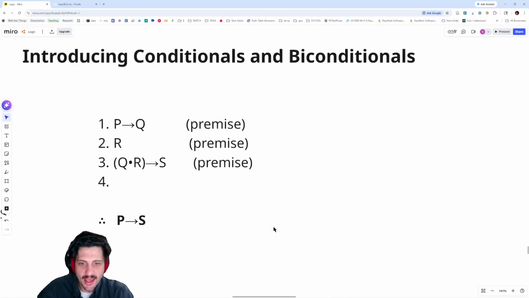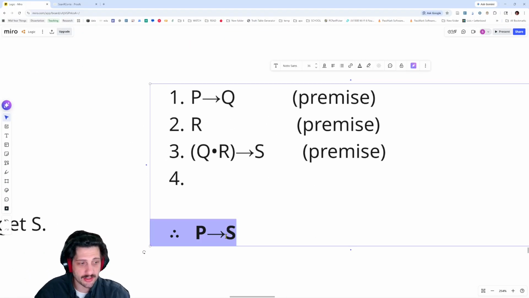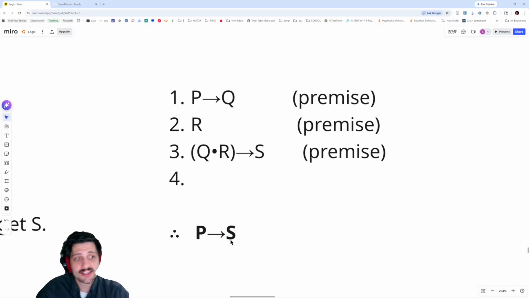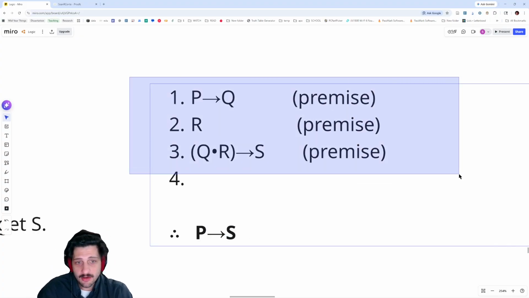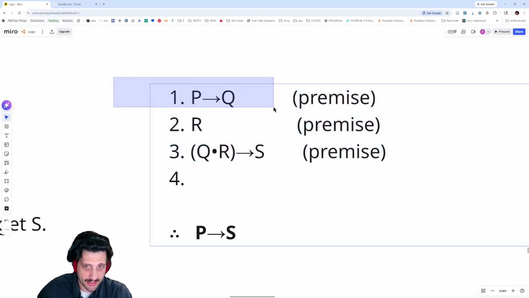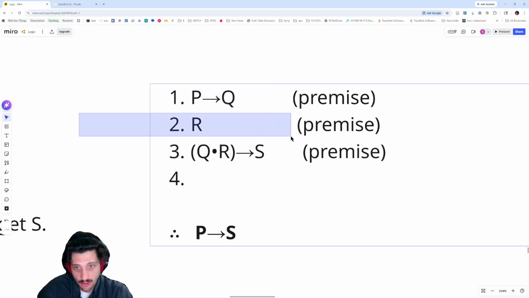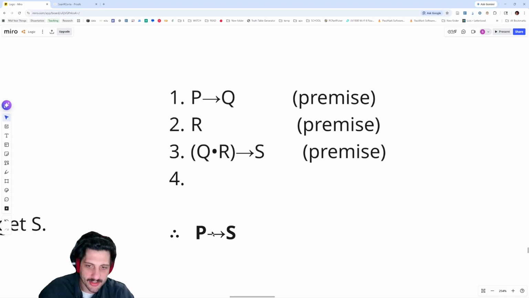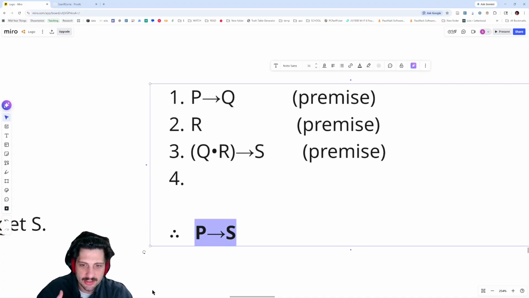But suppose instead that you wanted to prove that a conditional was true, right? Suppose you wanted to prove, like in this case, that P really does lead to S. That if P were true, S would have to be true. And none of these premises say that explicitly, of course. Premise 1 tells me that P leads to Q. Premise 2 tells me that R is true. It doesn't even mention P or S. And then premise 3 tells me that Q and R lead to S, right? But somehow I want to try to justify why I believe that P really leads to S.